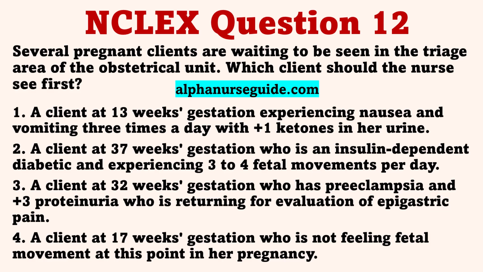The correct answer is 3. A preeclamptic client with +3 proteinuria and epigastric pain is at risk for seizing, which would jeopardize the mother and the fetus. Thus, this client would be the highest priority.